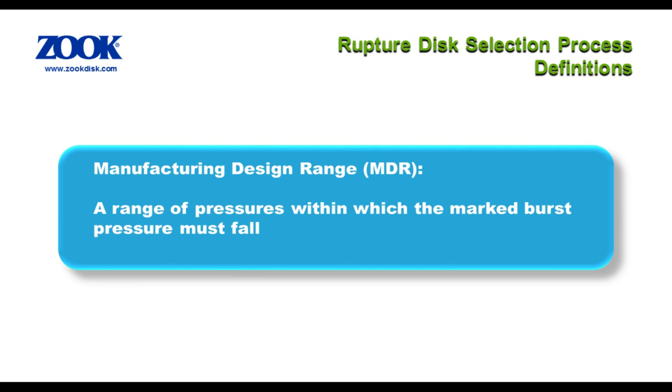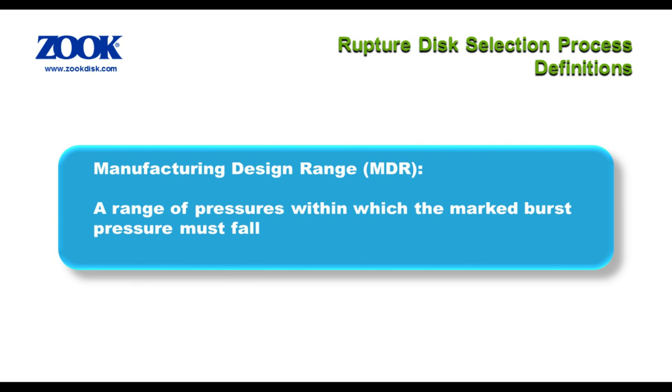Manufacturing design range, or MDR, is defined as a range of pressures within which the marked burst pressure must fall. Or more specifically, ASME roughly defines the MDR as a range of pressure within which the marked burst pressure must fall to be acceptable for a particular requirement as agreed upon between the rupture disk manufacturer and the user or his agent. This is the exact point in our product training seminars where we start to lose people.